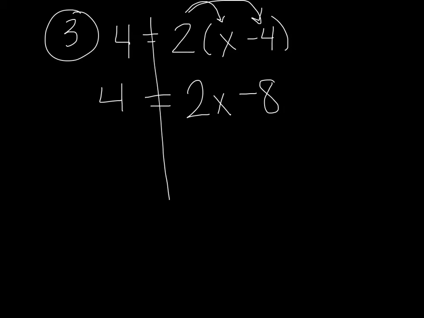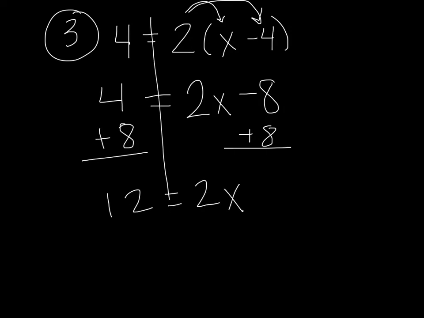Okay, over here with the x, you need to get rid of the 8 first, and it's subtracted, so we need to add it to both sides. Okay, 4 plus 8 is 12, equals 2x. Now the 2 and the x are multiplied, so we divide both sides by 2. Okay, and you're left with x equals 12 divided by 2, which is 6.